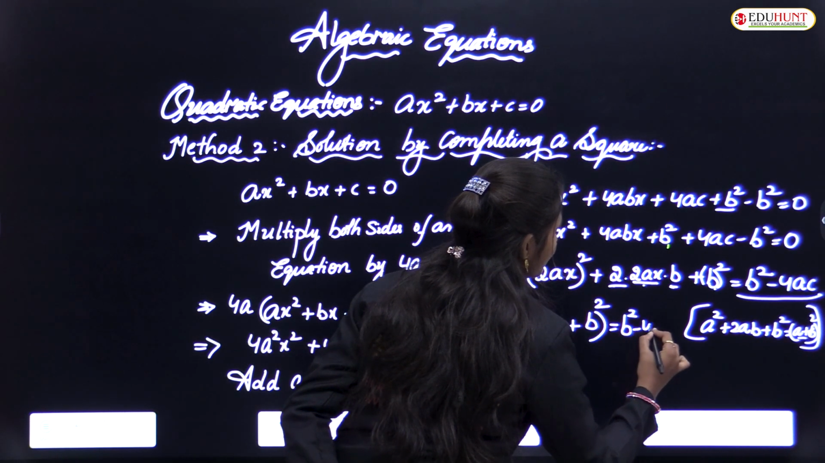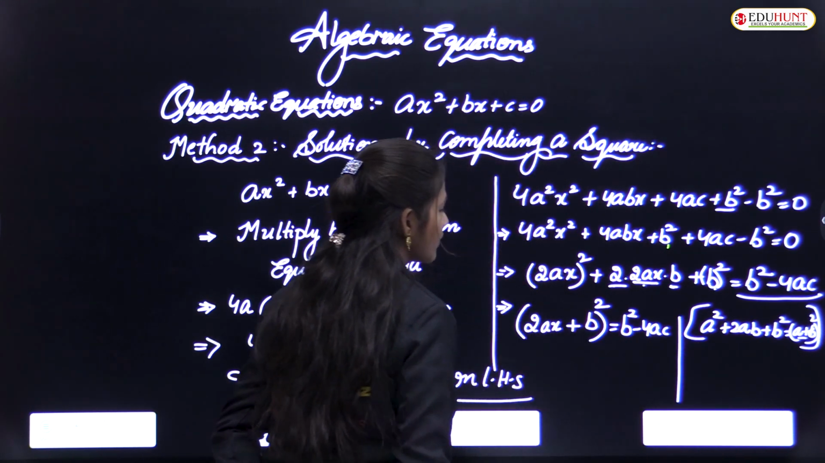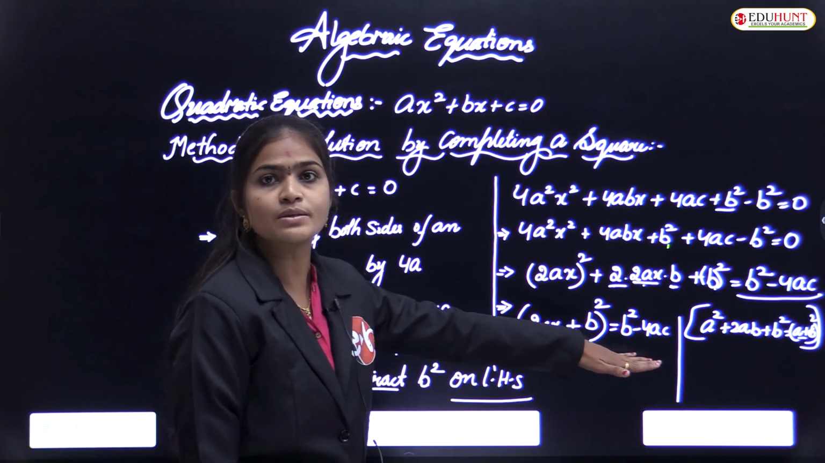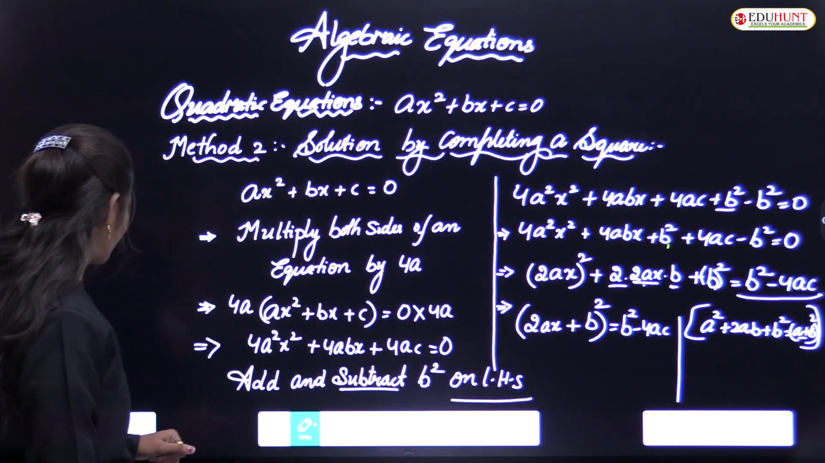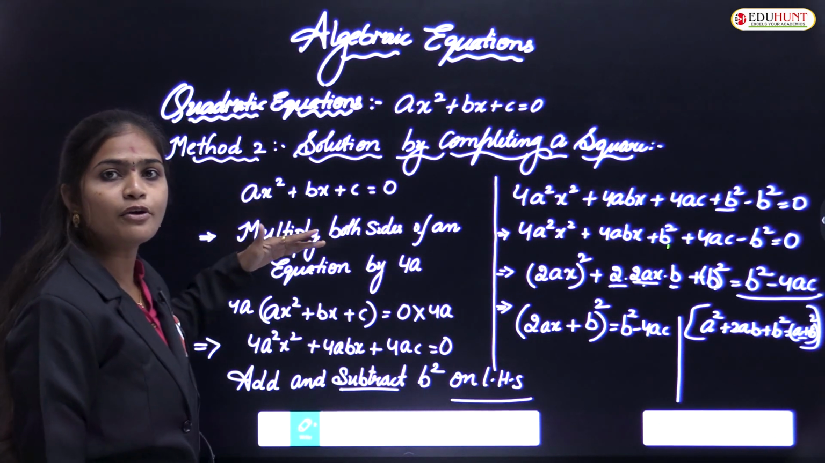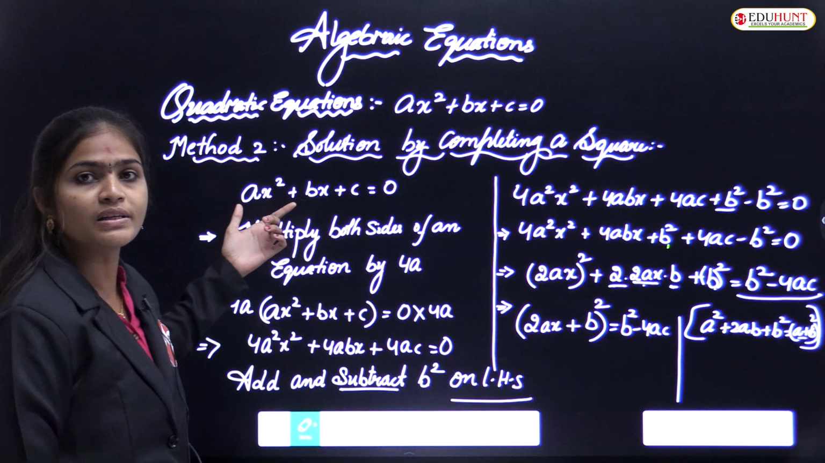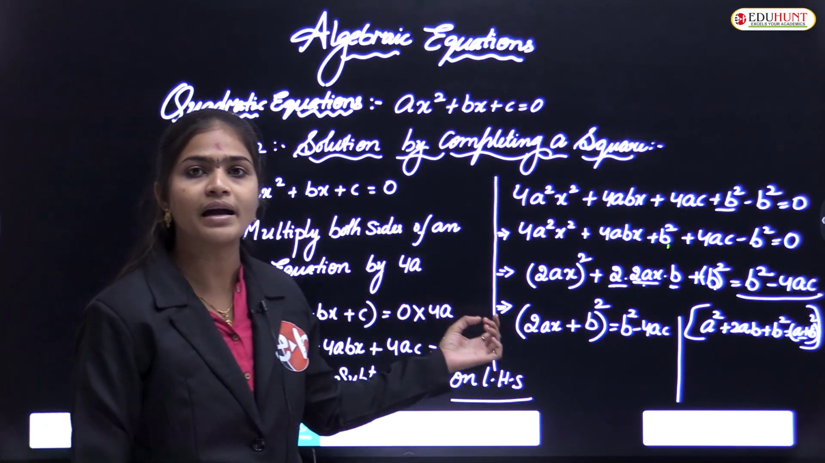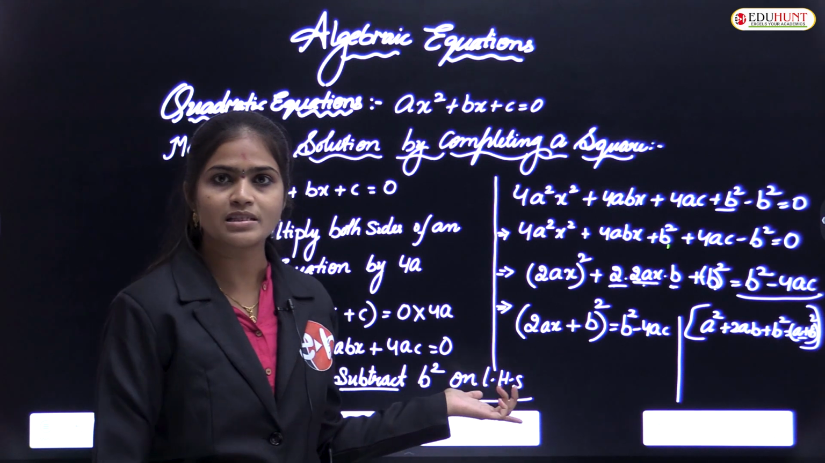That is b square minus 4ac. So up to here this is the process. Once again, let me say that. First we have to take the given equation. Next we have to multiply the equation on both sides with 4a. After that we have to add plus b square and subtract b square.